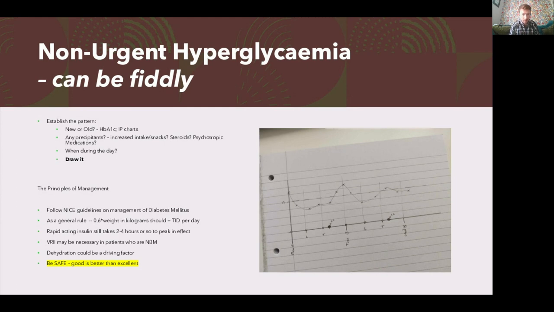Moving through the rest of the principles of management, what I would say is that even rapid acting insulin can take 2 to 4 hours to peak. If anything I could impart to you that will make your lives easier on your night shifts when you start work, it is this: if a patient is non-urgently hyperglycemic and you are giving them a stat dose of insulin to bring their sugar down, tell the nursing team, do not take their BM for another 3 or 4 hours, because you won't see the effects of what you've given until then.